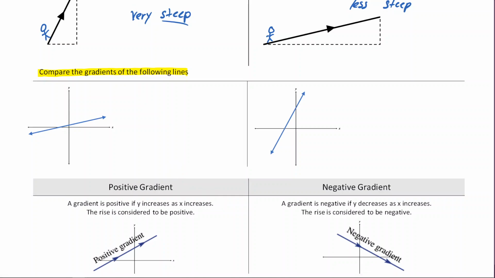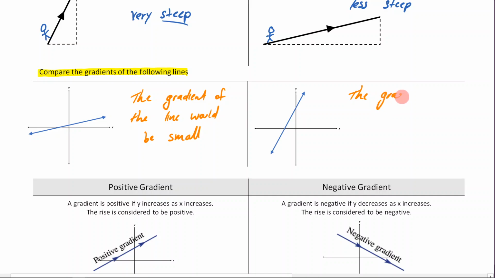Now if we come here and we compare the gradient of the following lines, I'd ask you just to tell me, do you think this is a big gradient or a small gradient? The gradient of the line would be small. It would be a small gradient because it's not going up very, very much. This one, on the other hand, the gradient of this line would be large.